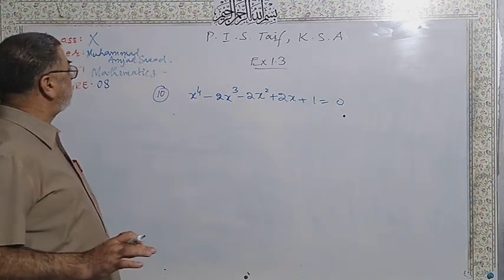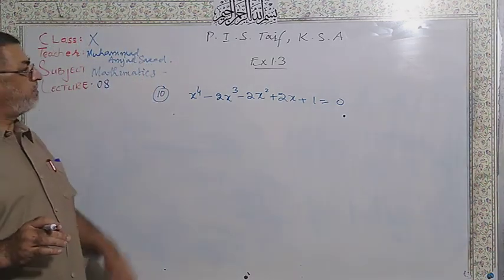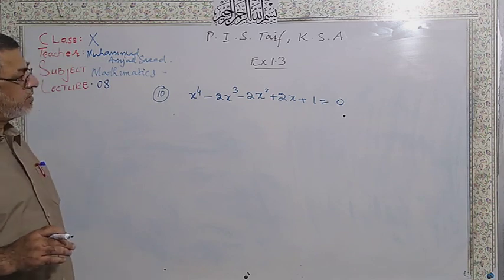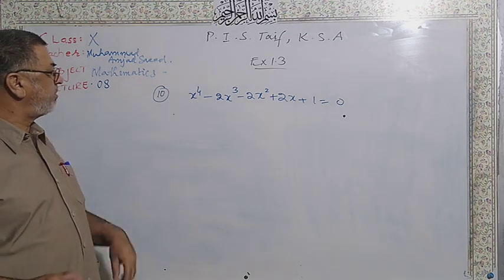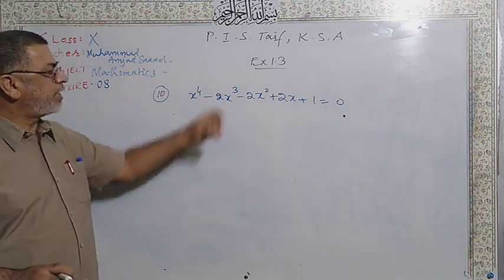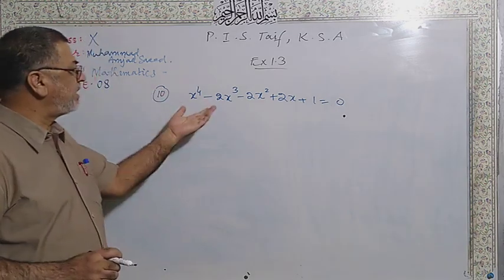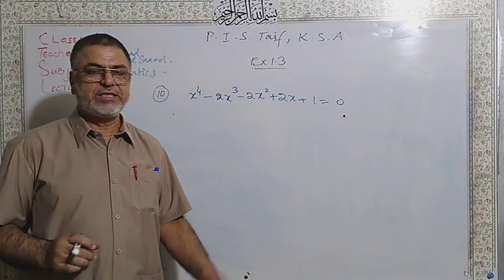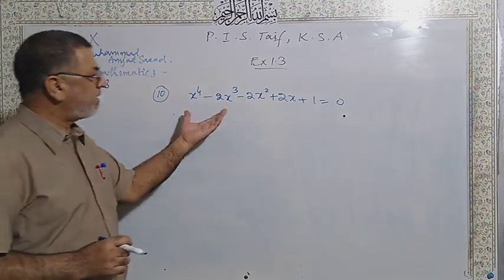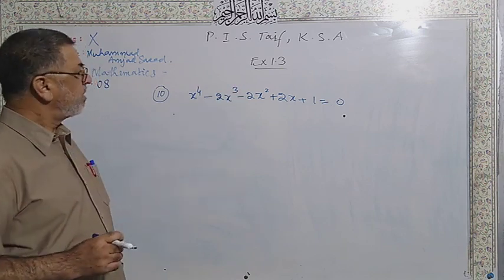With 10th class, we will have our lecture number 8, and we will continue our exercise 1.3, question number 10. This is a new type of equation. You know that this is the reciprocal equation. By replacing x with 1 over x, there will be no change. So that was introduced in the previous lecture.